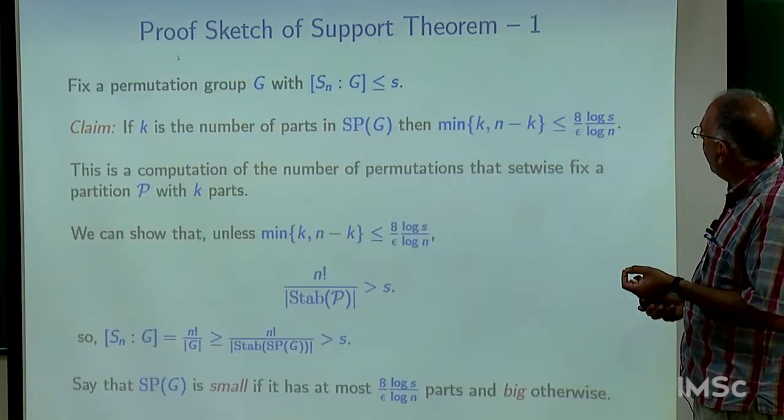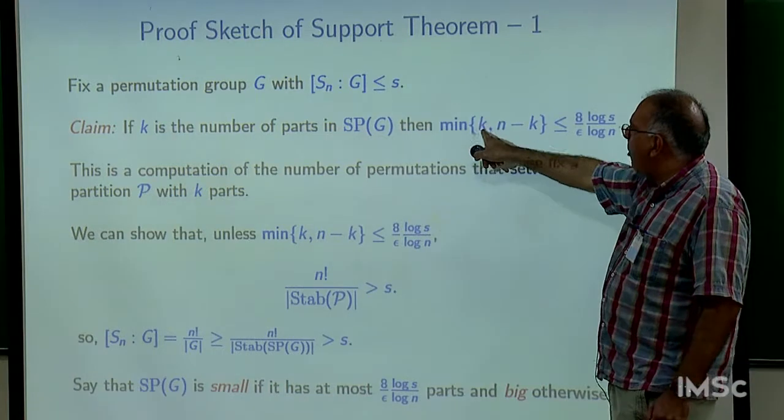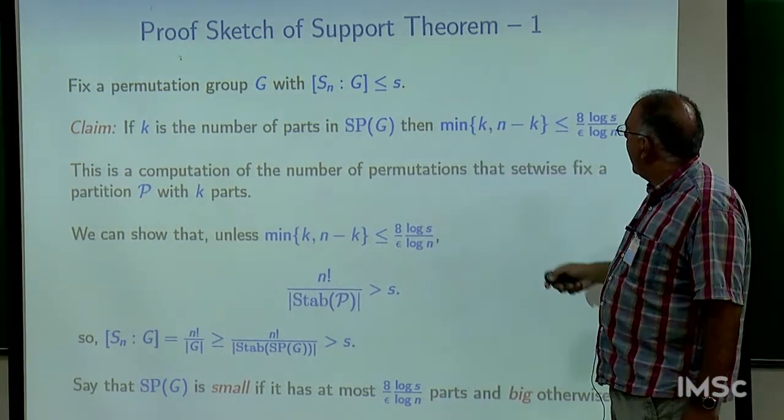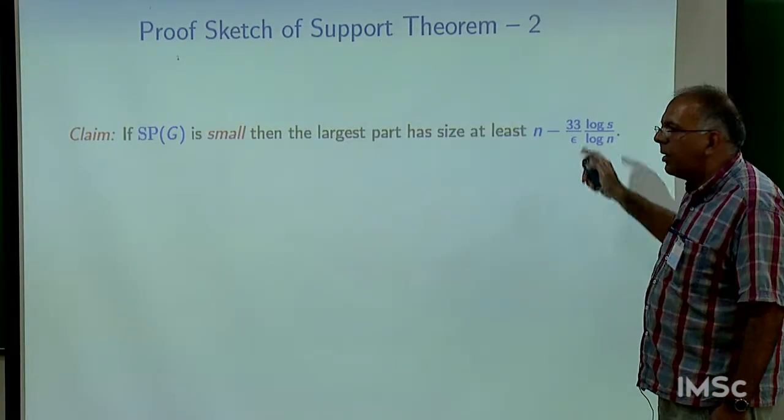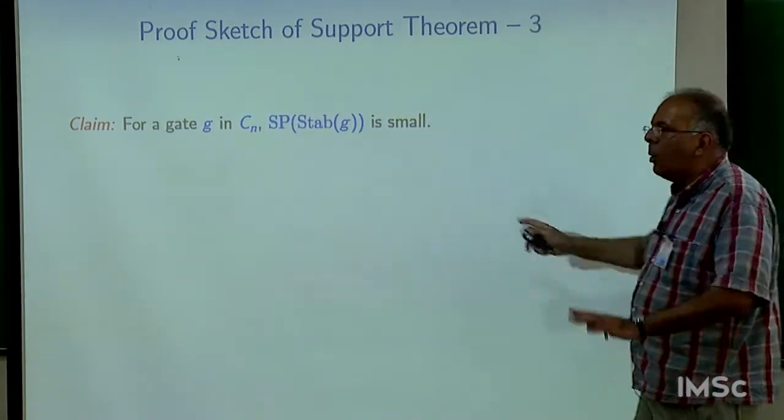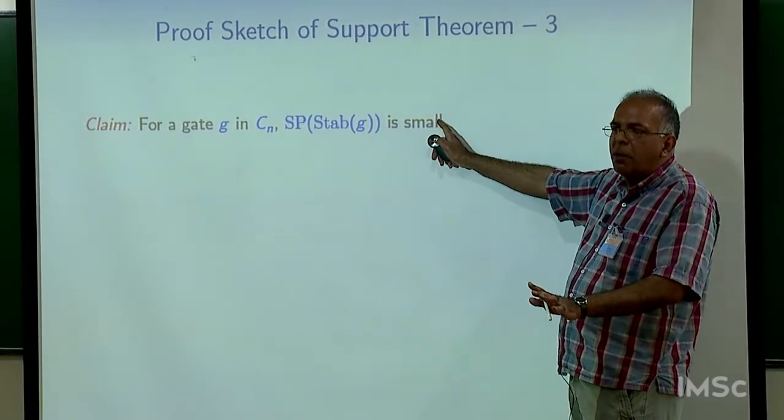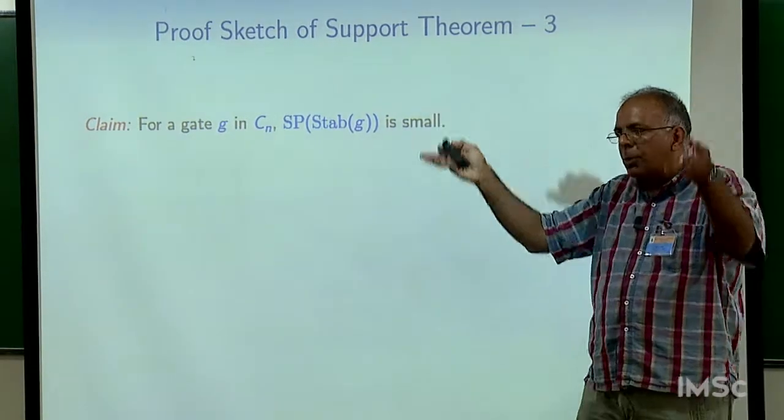Okay, so what have we proved? The number of parts is either small or big. And if it's small, then there's a big part. And now we rule out the possibility of the number of parts being big. And this is where we use the circuit structure.